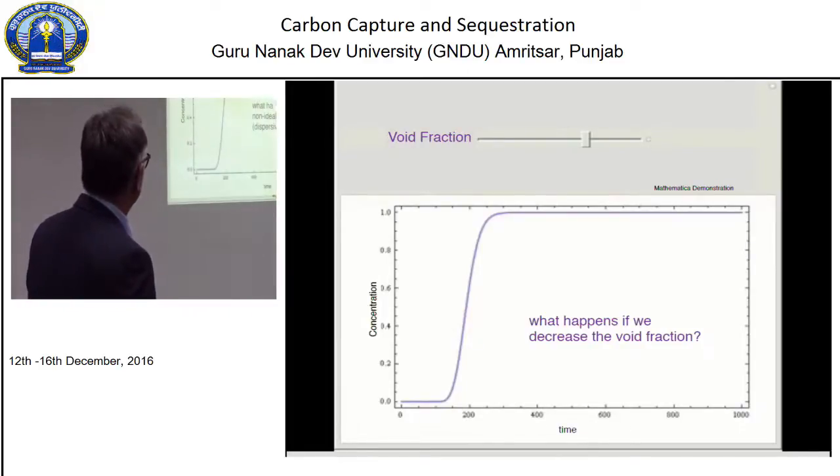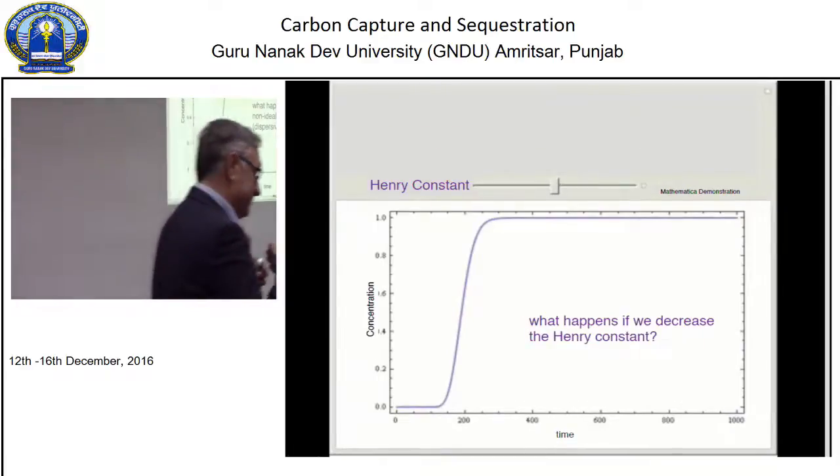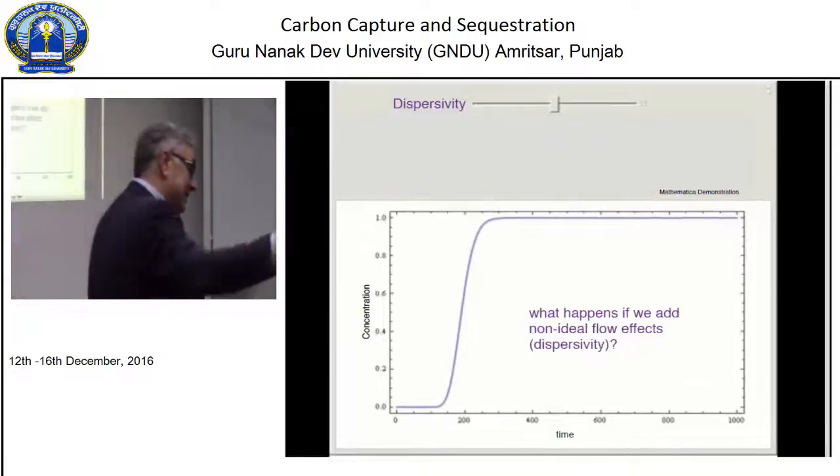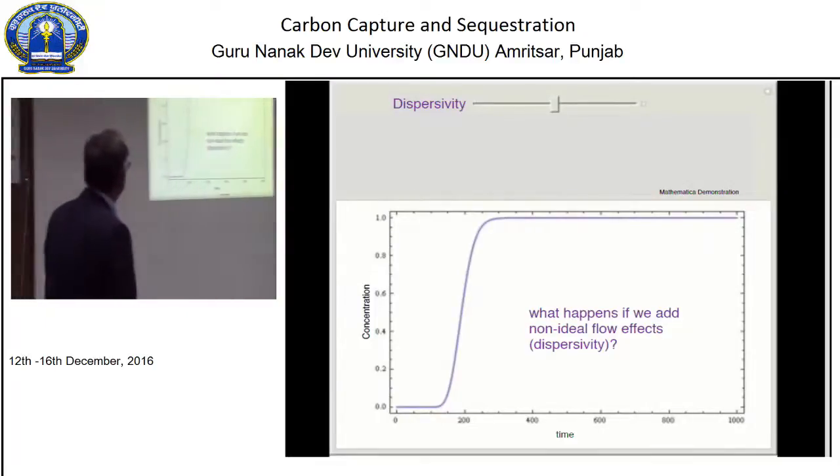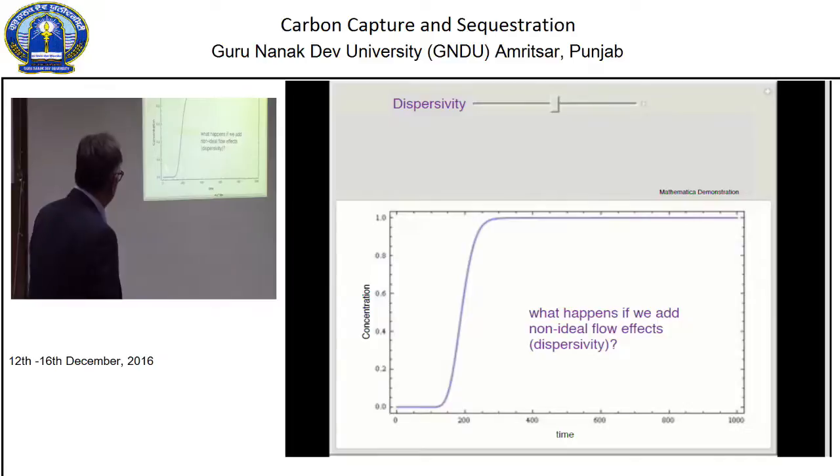How about the dispersivity? That is to say, what happens if rather than having the front move through the bed uniformly, at the edges it goes faster than the center, as you might expect. And again, I can do the same thing and recognize that what happens is I'm flattening or sharpening the breakthrough curve.